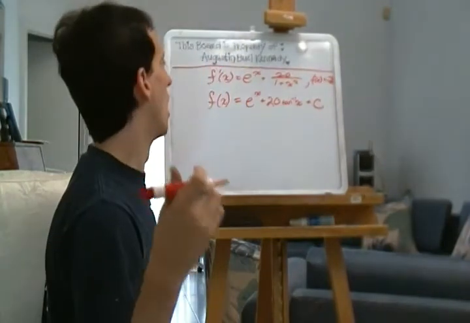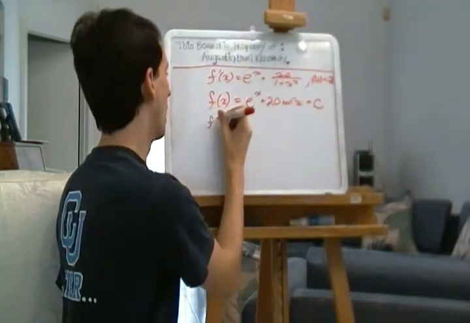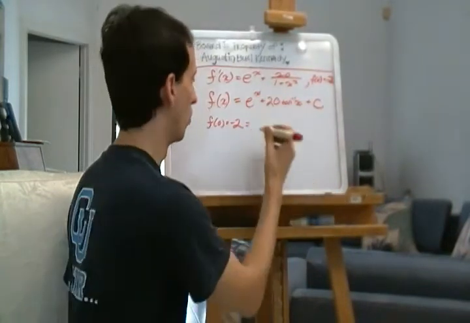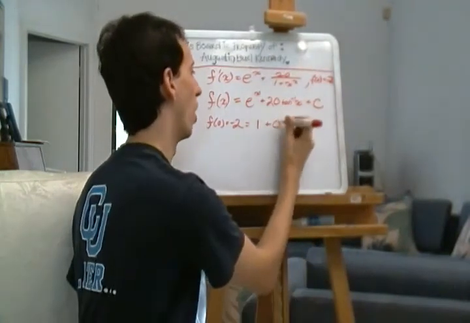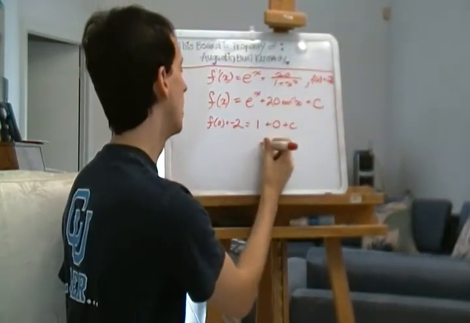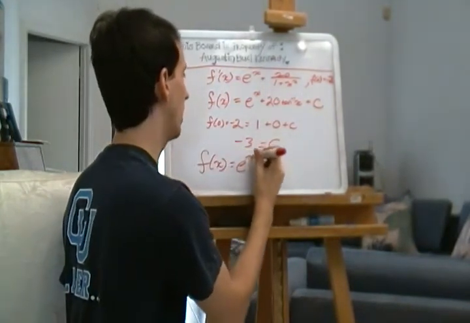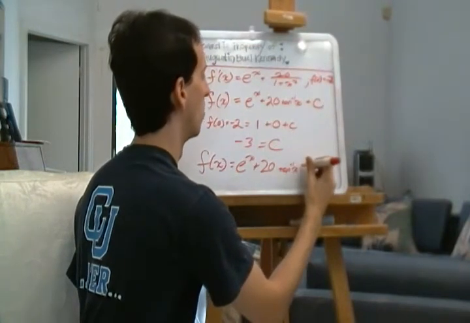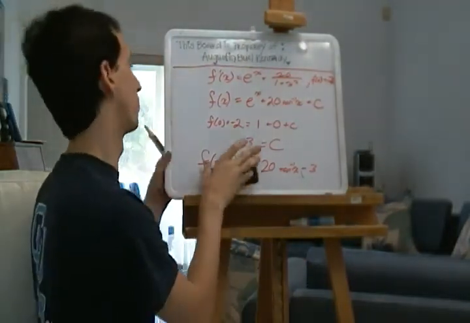Now, f of 0 we know is negative 2, so let's plug in 0. f of 0 equals negative 2 equals e to the 0th, which is 1, plus the tangent of 0 times 20 is going to be 0. Well, that means, plus c, that means that c is going to equal negative 3. And sure enough, our final function, f of x equals e to the x plus 20 arctan x, minus 3. And that's how we do antiderivatives.